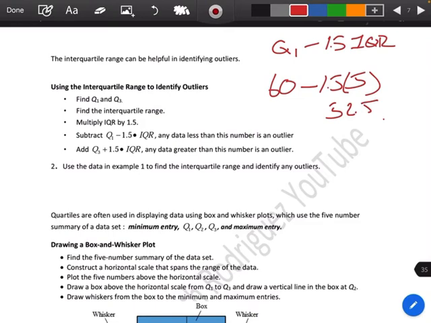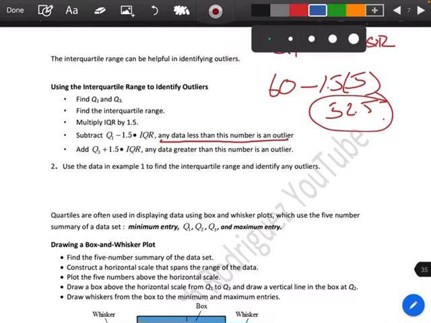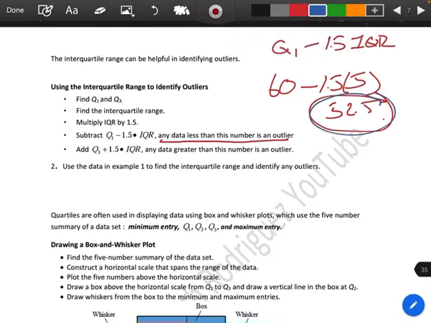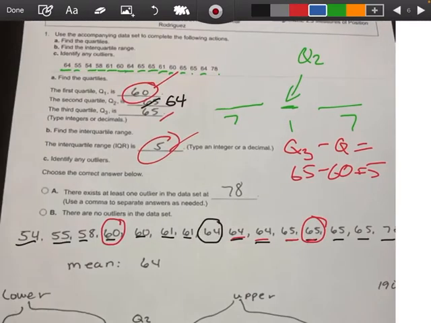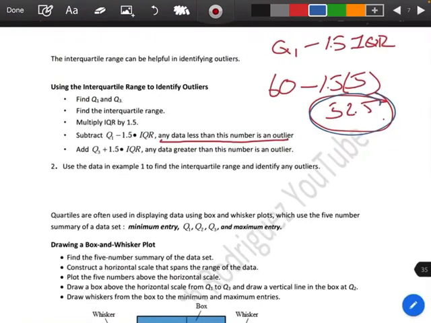So look what it says. Any data less than this number, so anything smaller than 52 and a half, is going to be an outlier. So I'm going to come back to our set. And the smallest number we had was 54. So we don't have anything smaller than 52 and a half. So far, I don't have any outliers. Doesn't mean I don't have any at all, but at least for that first part, I don't.